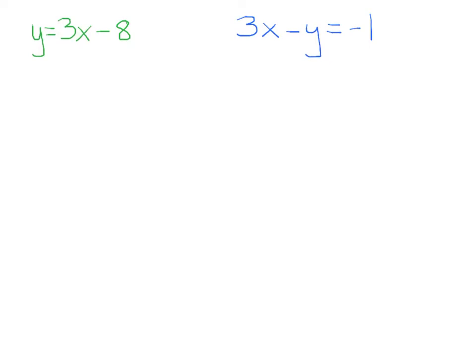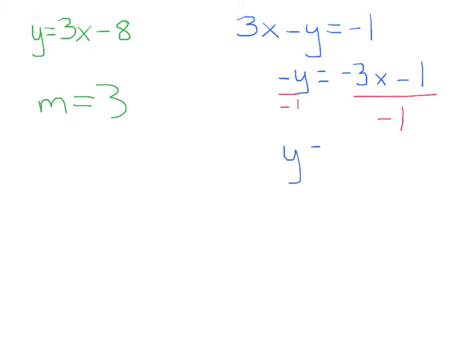So let's first look at y equals 3x minus 8. What is the slope? The slope is 3. And now the other equation, 3x minus y equals -1, we need to find out what the slope is. So let's rewrite this in slope-intercept form. I'm going to subtract 3x to the other side, so minus y equals -3x minus 1. And now divide everything by -1. So y equals a positive 3x plus 1.